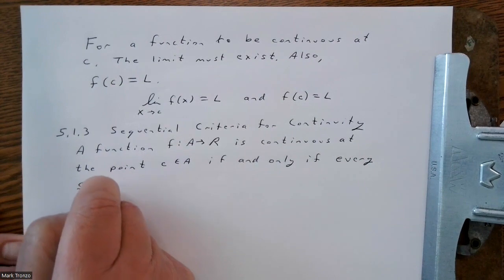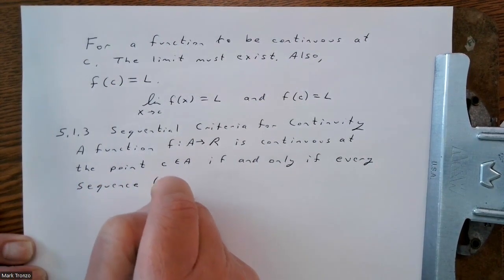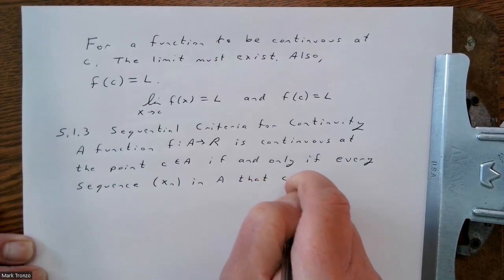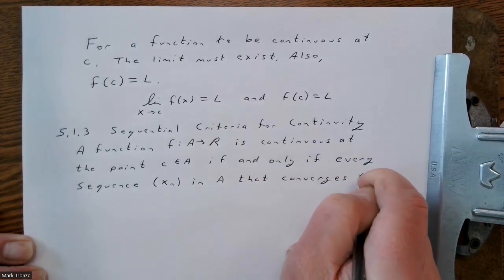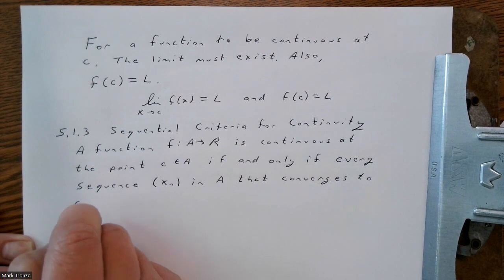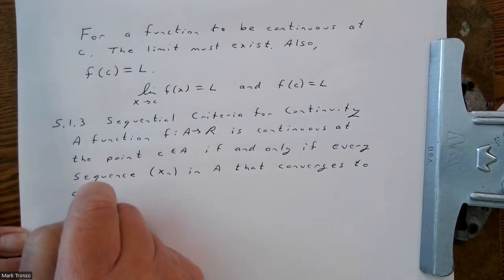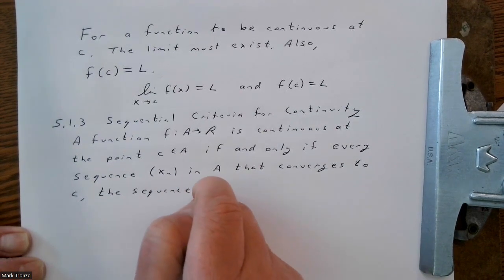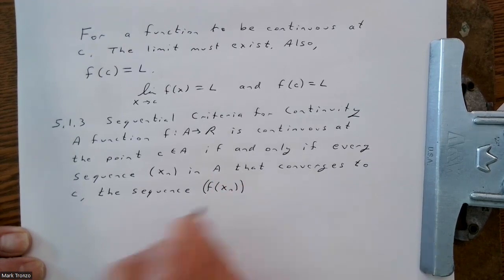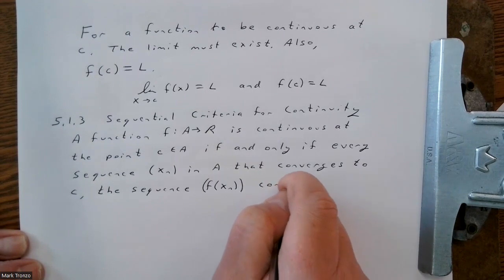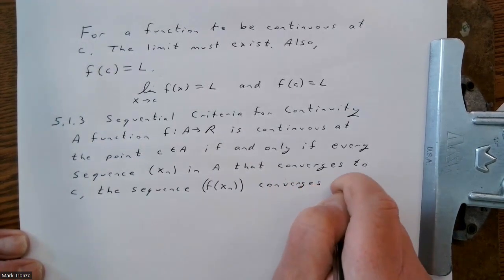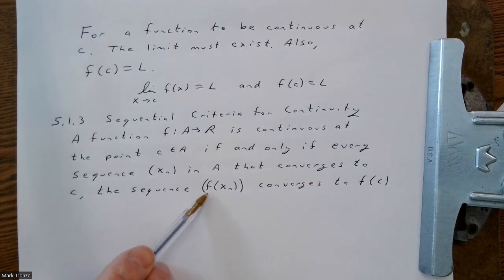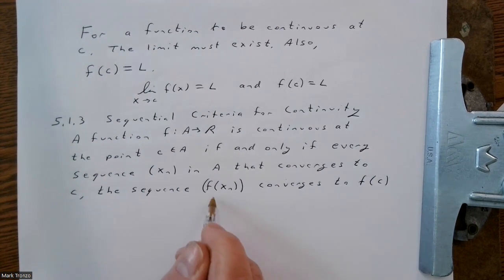every sequence x_n in A that converges to C, the sequence f(x_n) converges to F of C. And what this means is you put every member of the sequence into the function, and that becomes the sequence, is kind of what this notation here means.